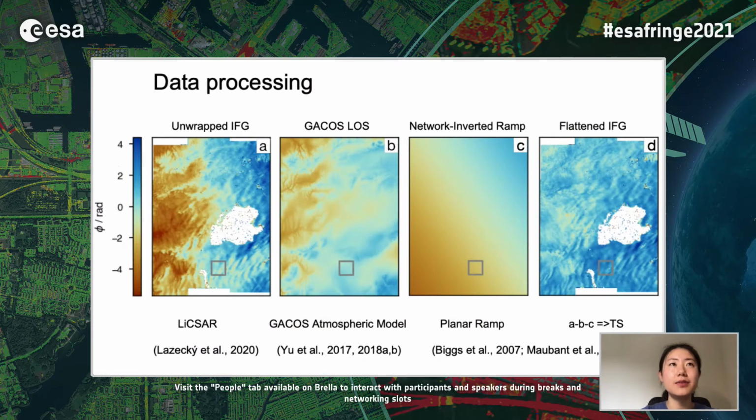In terms of data processing, we generated the unwrapped interferograms using the LiCSAR processing chain developed by COMET, and then removed from the unwrapped interferograms a GACOS atmospheric model and a planar ramp to get the flattened interferograms, which we use for time series analysis.